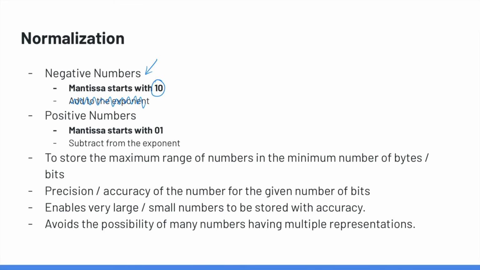That's something that I will get rid of, but we're still going to be subtracting from the exponent. If we have a positive floating point number, we're going to have a mantissa that starts with 0, 1, and we're going to be subtracting from the exponent, which is also what we're going to be doing up here in this case. So in both cases, we're going to be doing that.